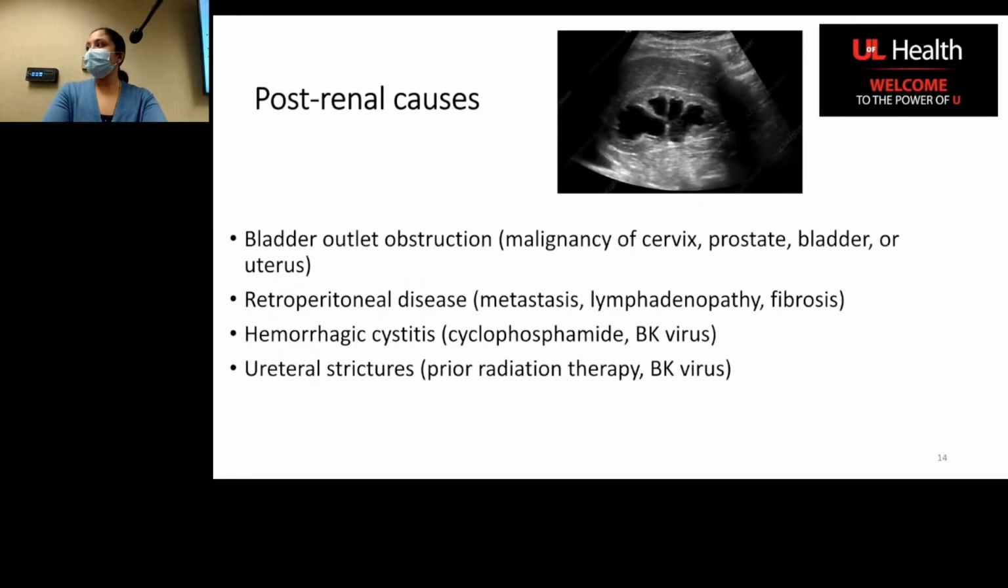Some post-renal causes can be bladder outlet obstruction from any GU malignancy, like prostate or bladder, and any retroperitoneal disease, either metastases or fibrosis from prior radiation, or even widespread lymphadenopathy. Certain chemotherapies like cyclophosphamide can cause hemorrhagic cystitis, and BK virus can also cause urethral strictures, and radiation therapy can also give strictures.